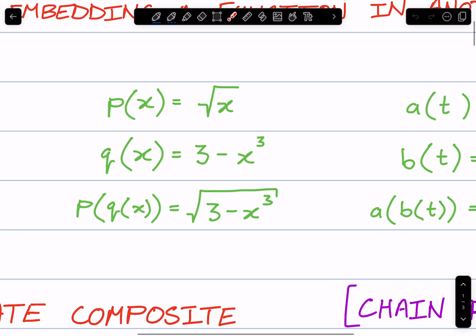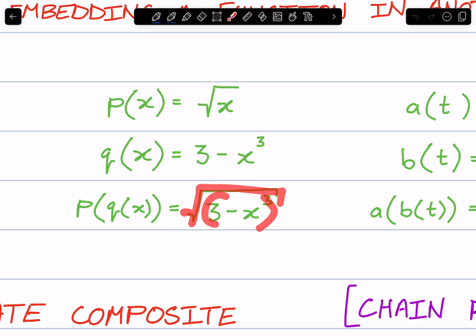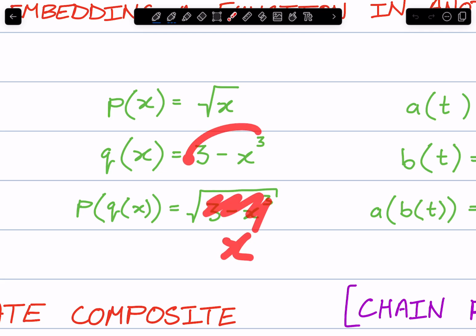Likewise with this, square root x and 3 minus x cubed. Notice how for p of q of x, we still have that square root of x, but where x once was, we have embedded the function q inside of it.